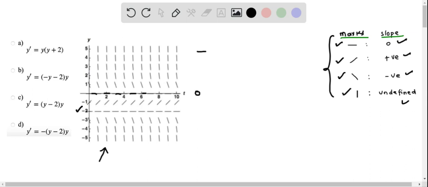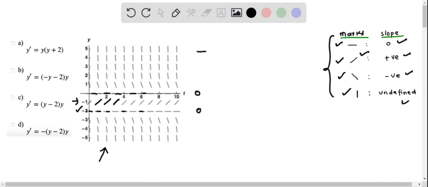and similarly at y equals -2, we have these slope marks. That is, they all look like horizontal lines. Which means the slope is zero at y equals -2 as well. Next, we look out for slope marks which look like an increasing function. Clearly, at y equals -1, we have these slope marks.